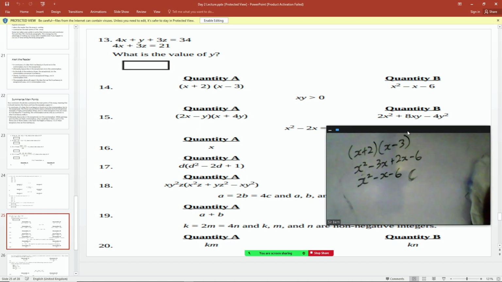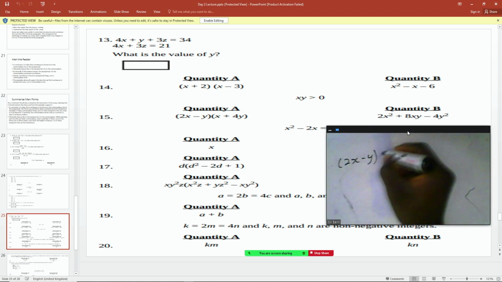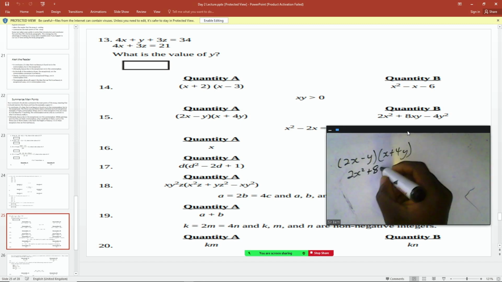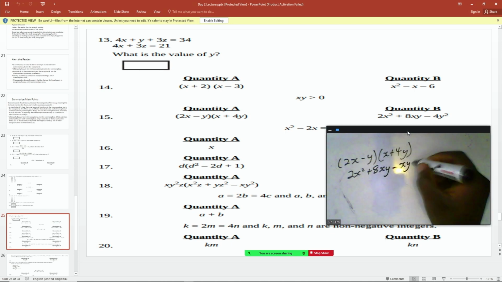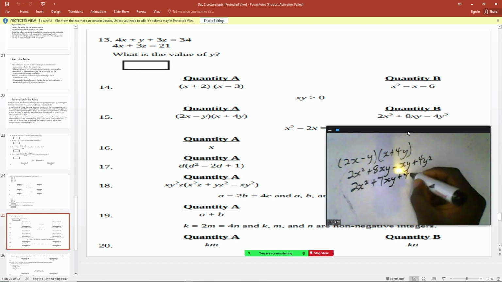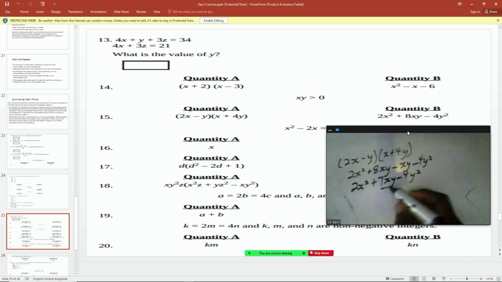Then we move on to 15. 15 has given us a condition that x times y is greater than 0. We have quantity A and quantity B. So this one too, from that expansion, we multiply the first, so 2x will multiply through: 2x squared plus 8xy minus xy minus 4y squared. So finally we have 2x squared plus 7xy minus 4y squared. Comparing this to quantity B, we see that the difference is the xy quantities.